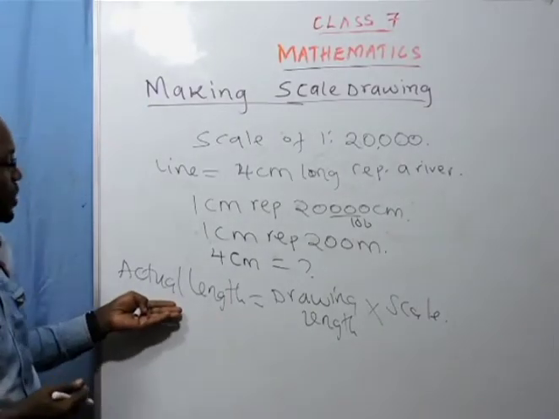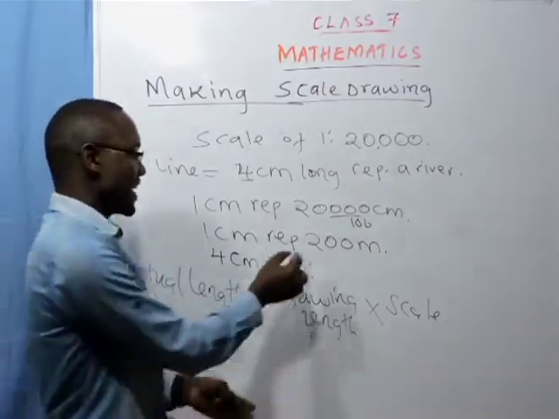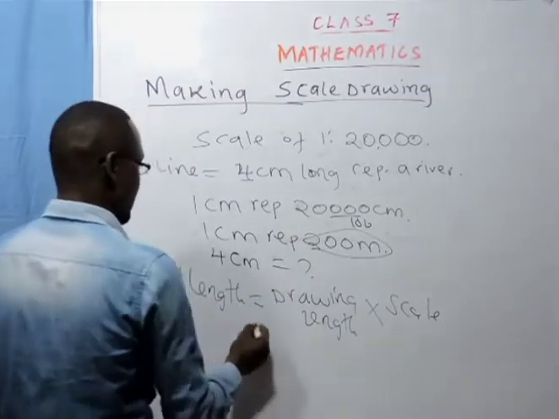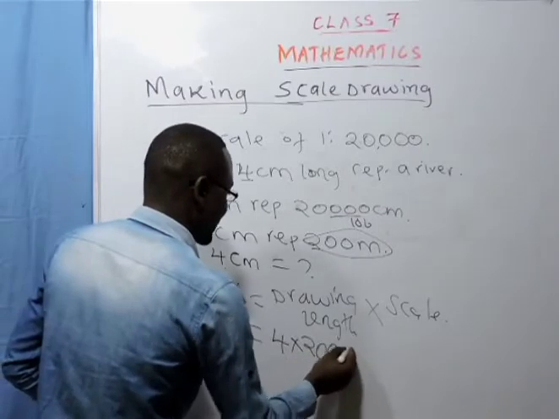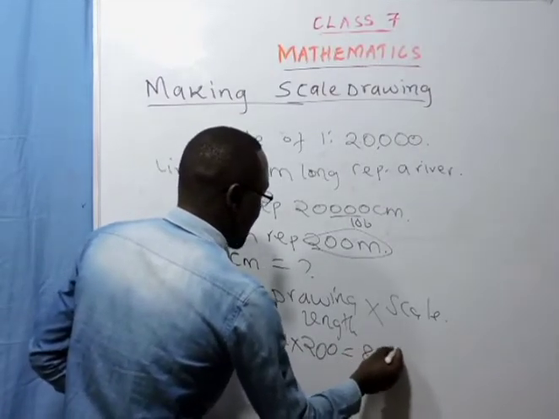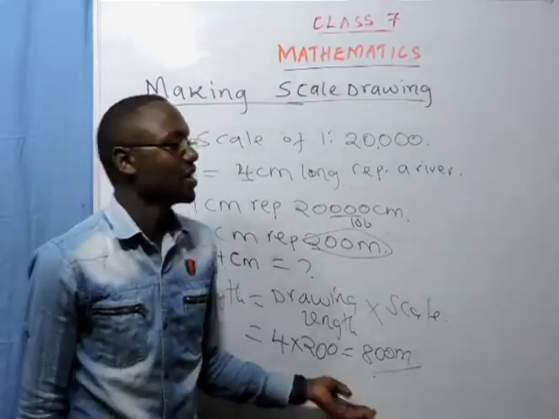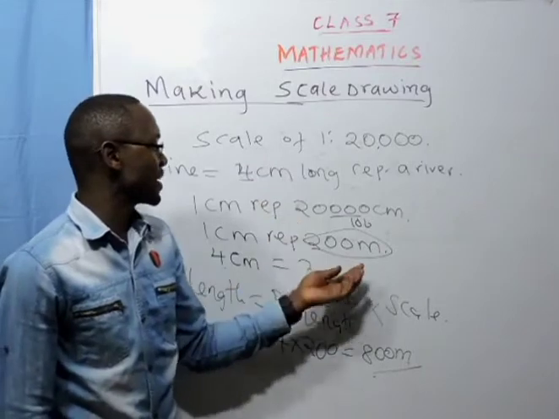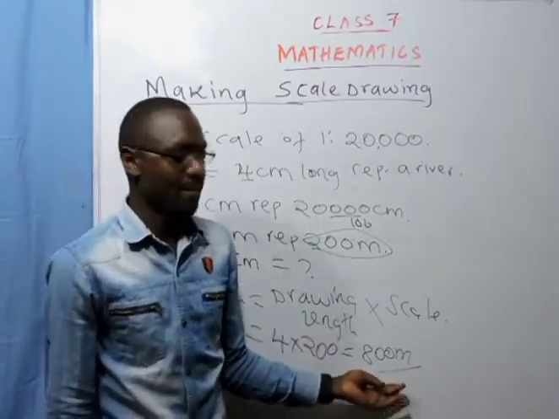To get the actual length, we take the drawing length, that is 4 centimeters, times the scale. In our case, the scale will be 200. So, 4 centimeters will represent 4 times 200, which is 800 meters. That is now the actual length of that river. Because on the map, 1 centimeter represents 200 meters, so 4 centimeters will represent 800 meters.